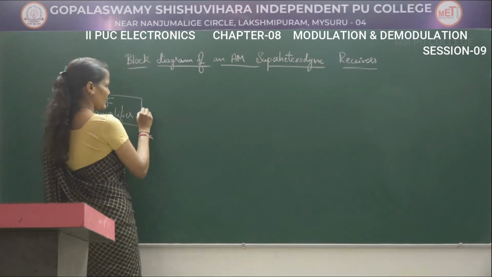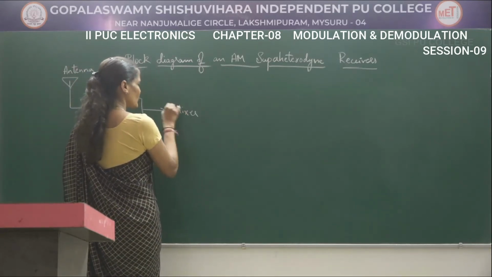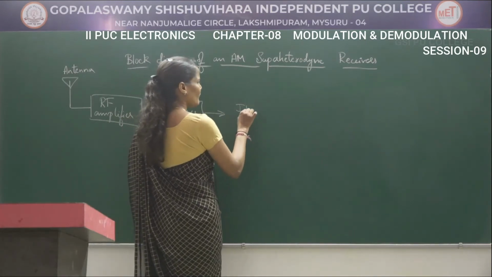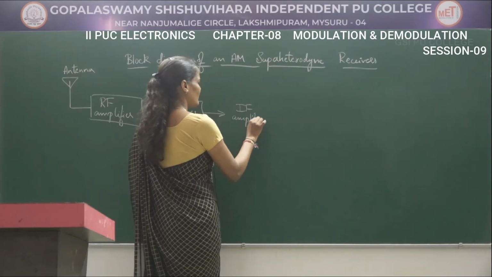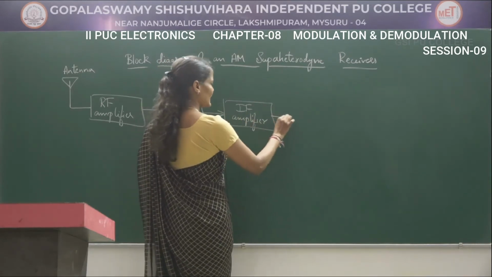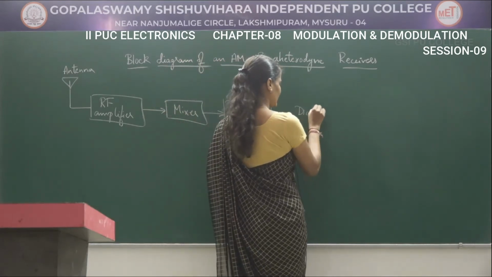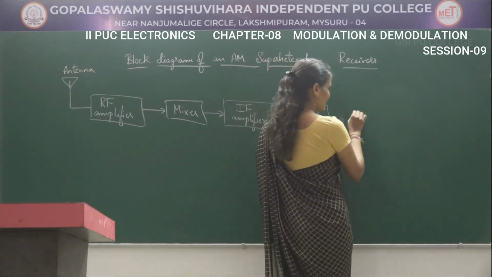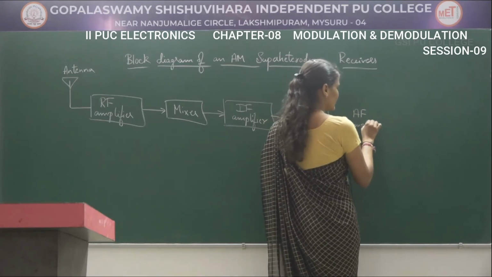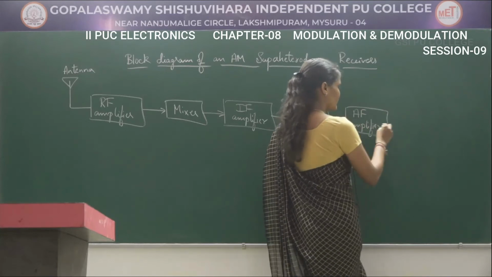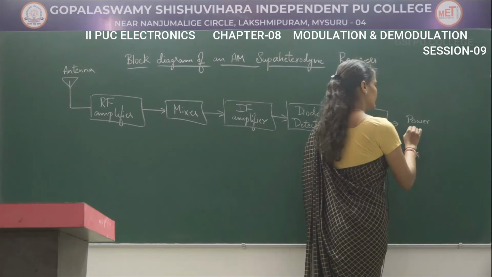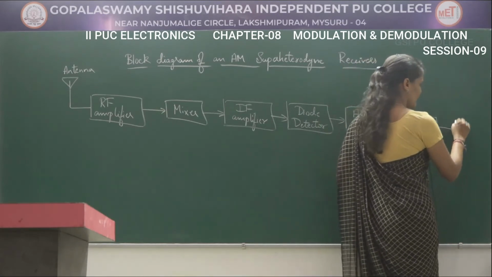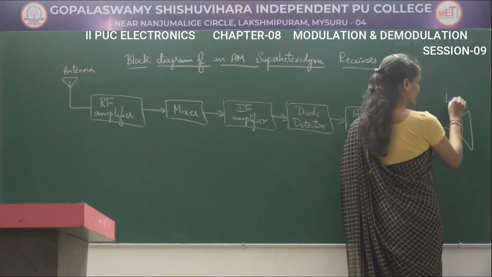The output of this RF amplifier will be given to what is called the mixer, which we just discussed a few minutes back. After this mixer, it will be given to the IF amplifier, that is the intermediate frequency amplifier circuit, and the output of this IF amplifier will be given to a diode detector. We are going to see what this diode detector is. The output of this diode detector will next be given to the AF amplifier circuit, the output of which will be given to a power amplifier circuit, and the output of this power amplifier will be given to the loudspeaker.